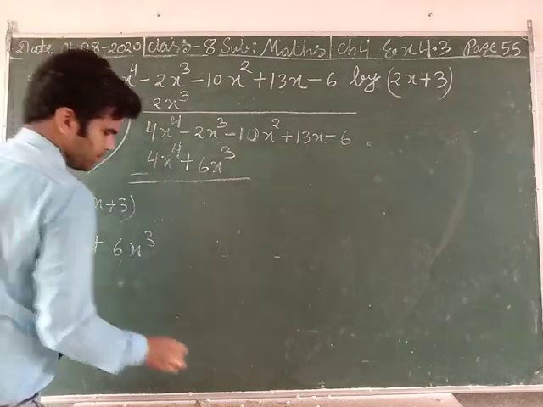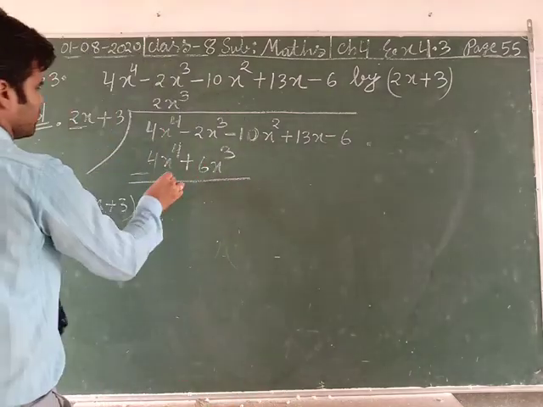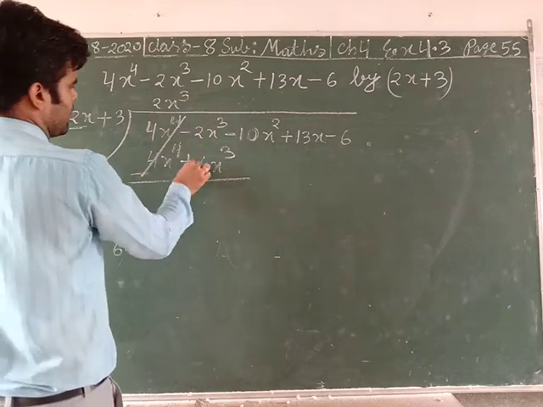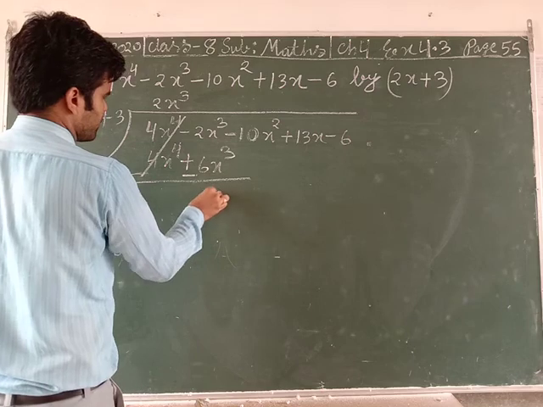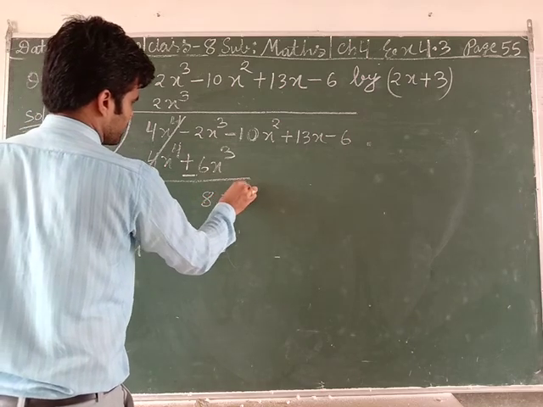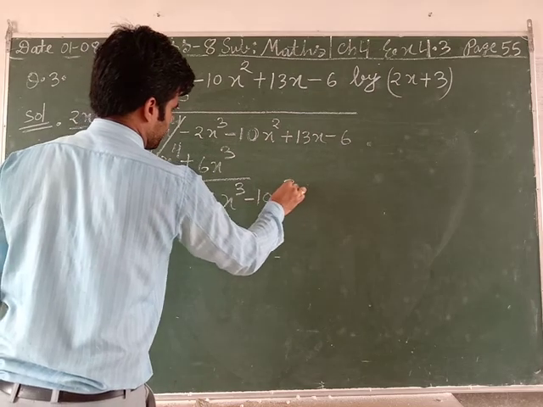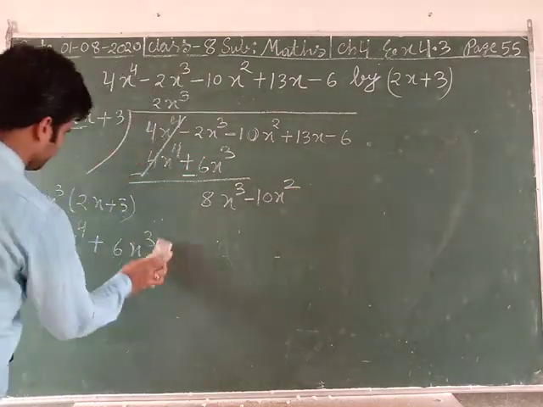Minus, and here also minus. So this minus and plus minus cancel, and this minus gets added, students. So it becomes 8x cube minus 10x square. Okay, students.